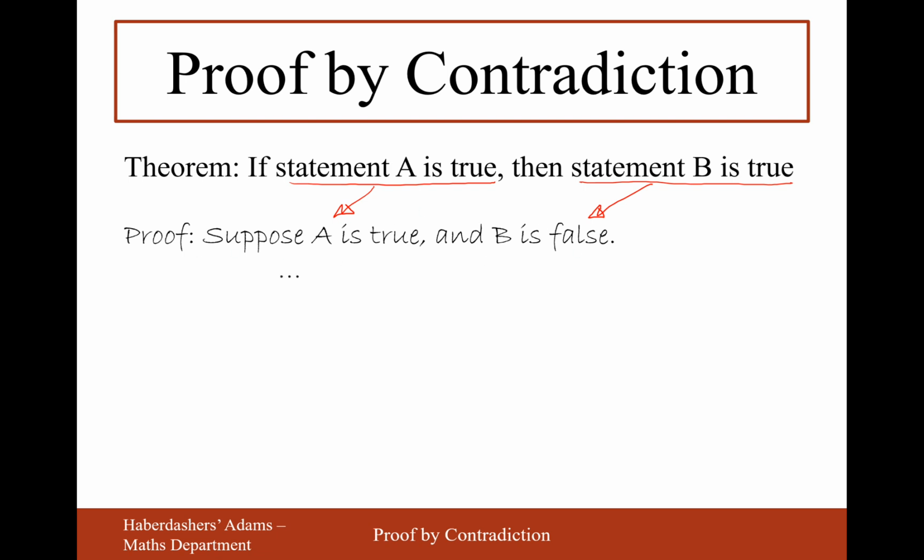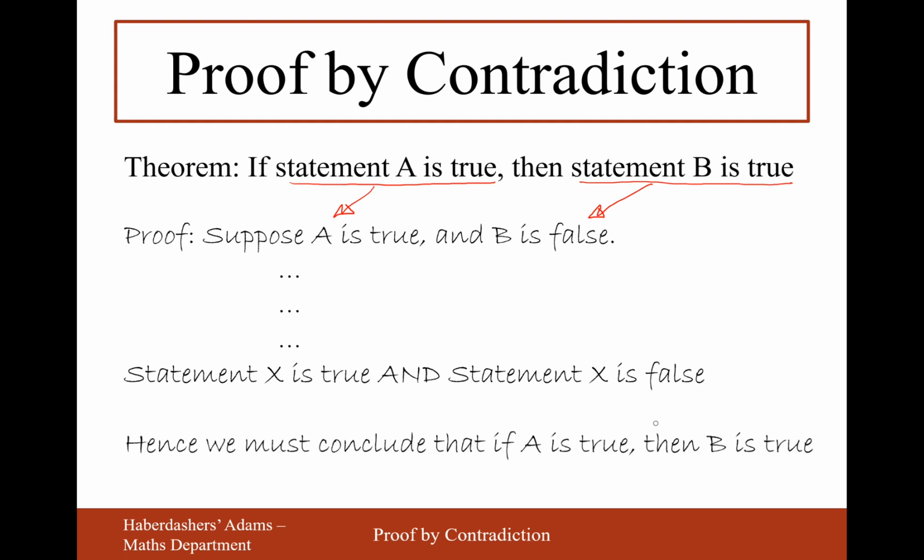So we'll do some algebra, we'll set up some rules to do with statement A being true and B being false, and then we'll prove that some statement connected to the statement above, but maybe not the same, statement X is true and statement X is simultaneously false. So therefore, the statements that led us to this contradiction must be incorrect. So therefore, this statement here is incorrect. So the opposite of this statement must be correct, which is this statement up here. So therefore, we must conclude that if A is true, then B is also true.